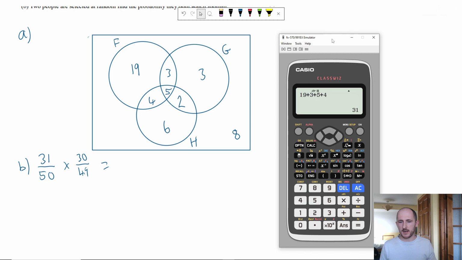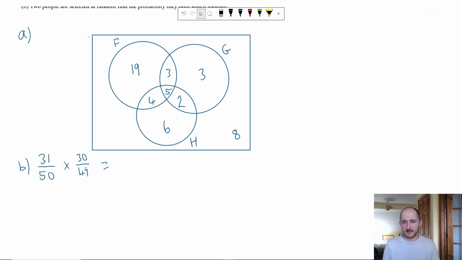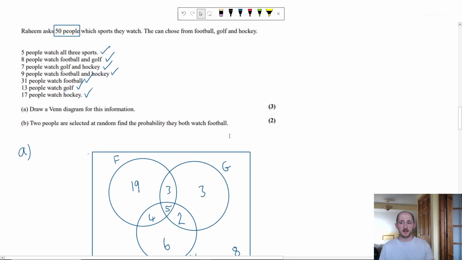So let's work out what that's going to be. Again, we can use a calculator, no harm, easy peasy lemon squeezy, over 49. 93 over 245, which is indeed the correct answer. Perfect. So 5 marks in total.